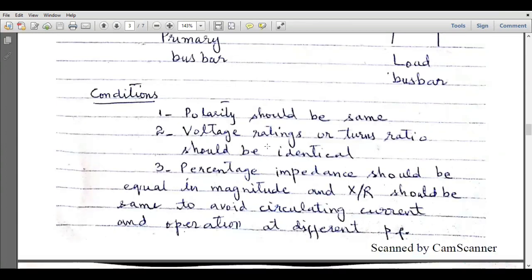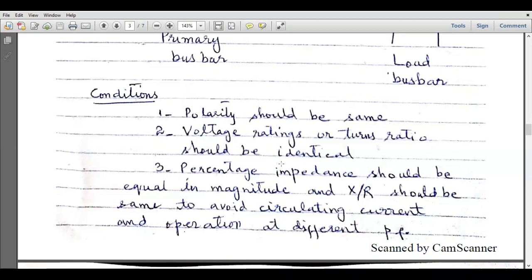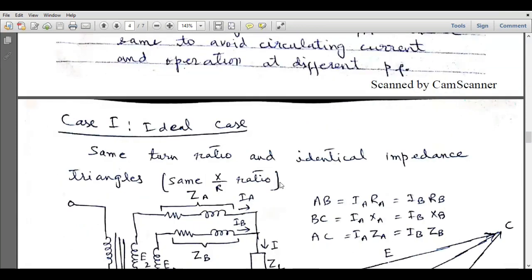Voltage ratings or the turn ratio should be identical. The third condition is that the percentage impedance should be equal in magnitude, and X over R should be the same to avoid circulating current and operation at different power factors. If the X over R ratio of the two transformers is not consistent, then there will be circulating current flowing between the two transformers, and the two transformers will operate at different power factors.